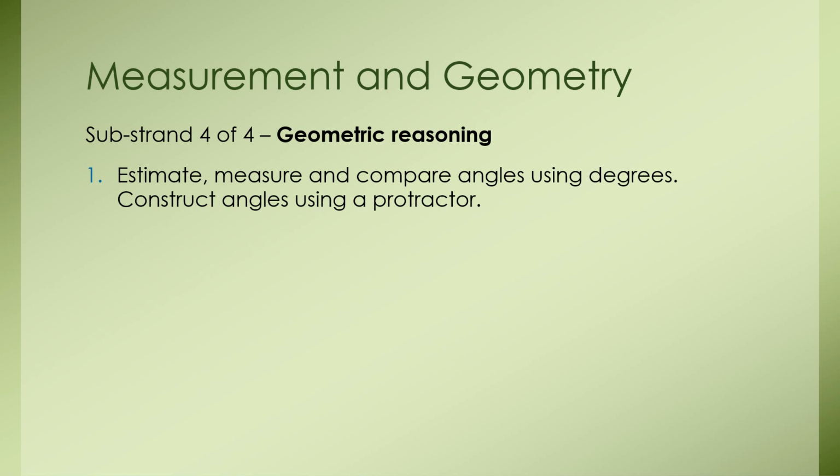And the last one is geometric reasoning, and that's estimating, measuring, and comparing angles using degrees, and then constructing angles using a protractor. So there's a few different types of angles to look at. And the protractor is just a little tool that will help to measure how big certain angles are.